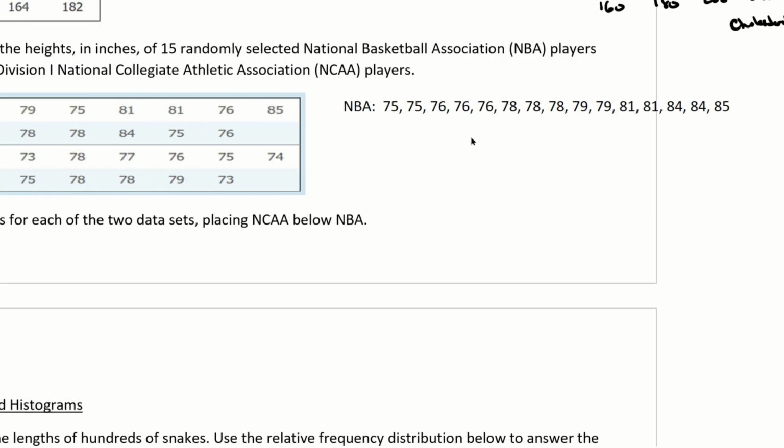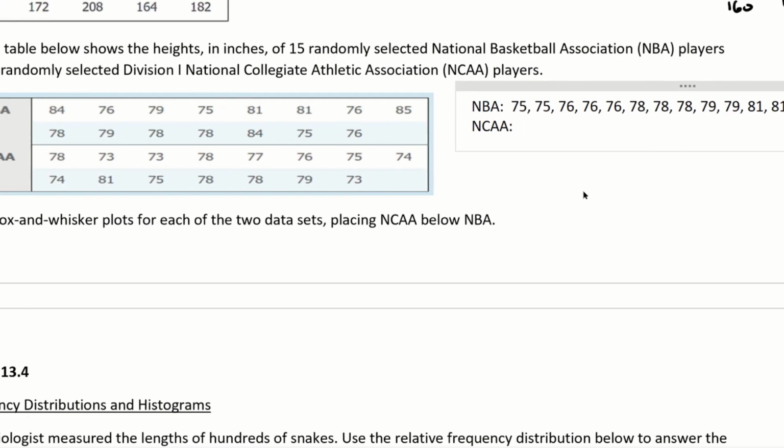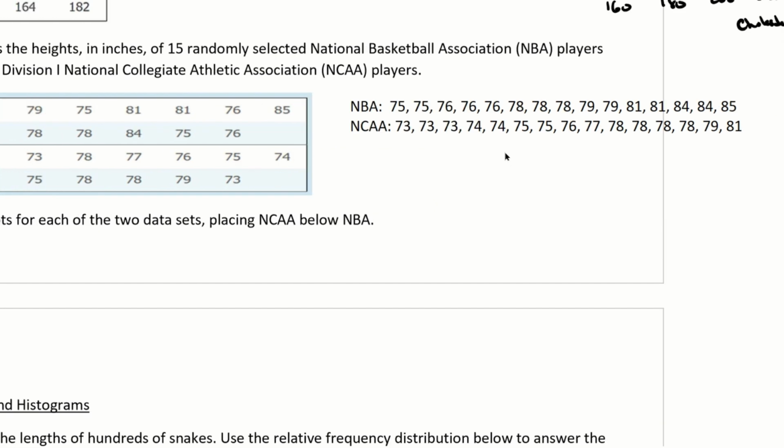Okay, so pause the video, and I went ahead and put these in order. So this is what I got for NBA. Now we've got to do NCAA. The smallest for NCAA is 73 here, and there's a couple of 73s, about 3 in fact. Then 74, so on and so forth. All right, so these are now in order.